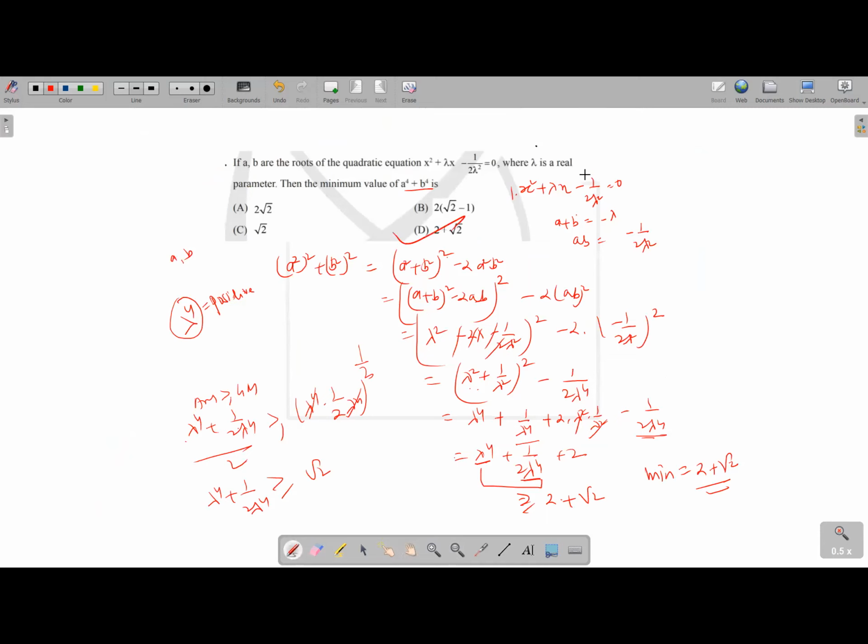Understood or any doubt? Sir, is that to the power of 1 by 2? Yeah, power of 1 by 2. So it is 1 by 2 upon 1 by 2. So the square root of 1 is 1 and the square root of 2 is 1 by root 2.